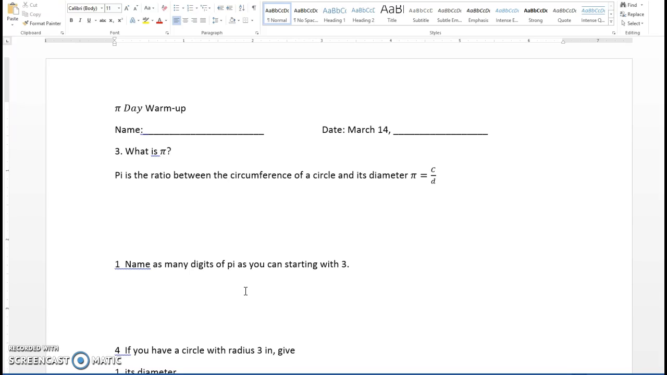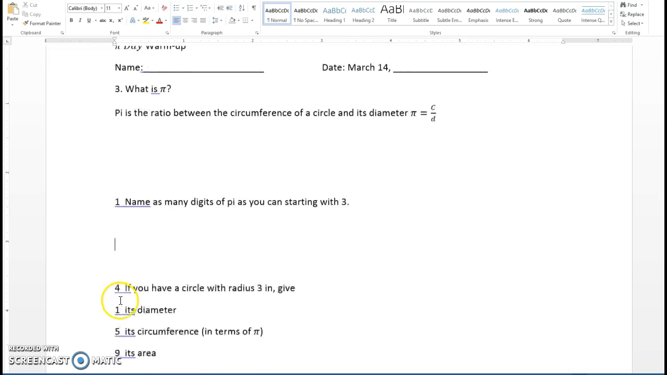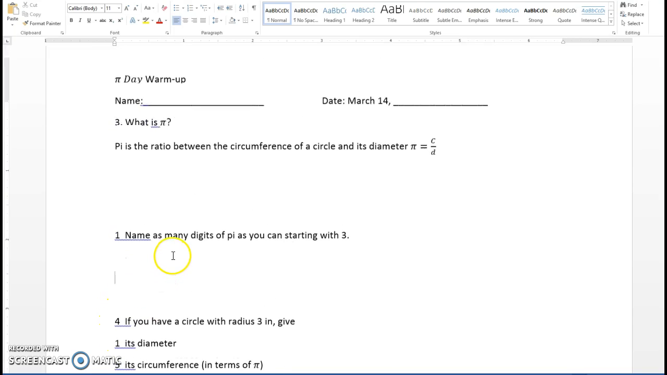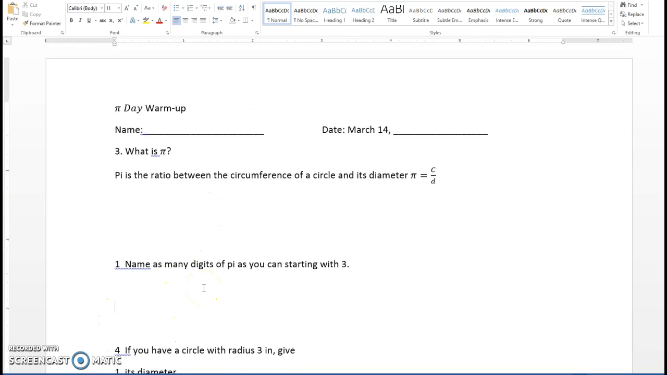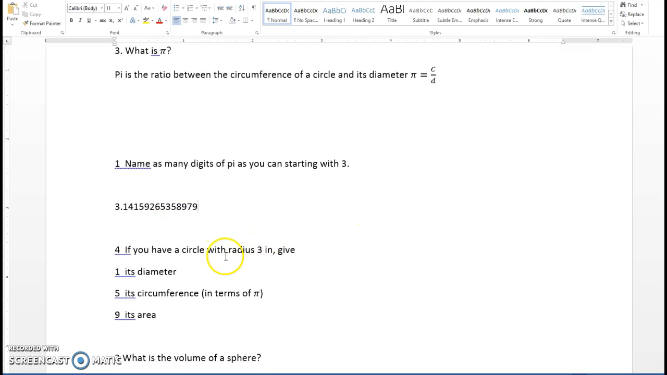Name as many digits of pi as you can, starting with 3. Some of y'all might have noticed 3.14159, so on and so forth. So I think 15 is a reasonable number to know. So 3.141, 59, 26, 53, 58, 979. The next one's a 3, so you don't even have to round. So that's a good number.